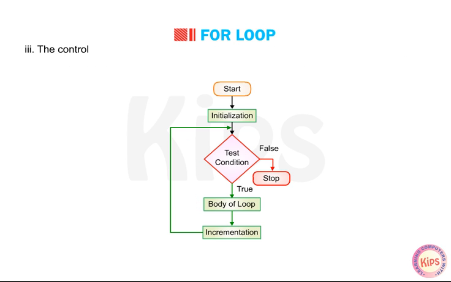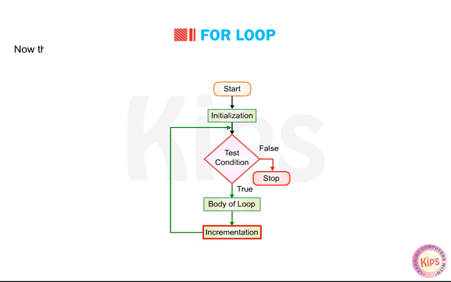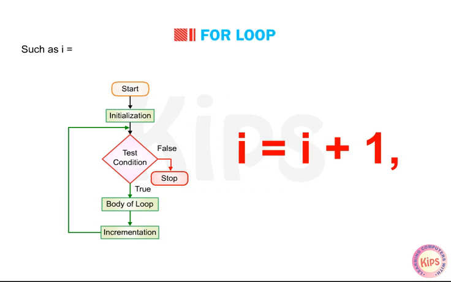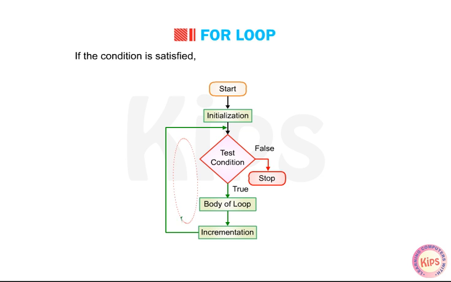Number 3: the control is transferred back to the for statement after executing the last statement in the loop. Now the execution of the update expression takes place. That is, the control variable is incremented by using an assignment statement, such as i = i + 1, and the new value of the control variable is again tested to see whether it satisfies the loop condition. If the condition is satisfied, the body of the loop is again executed. This process continues till the test expression becomes false.